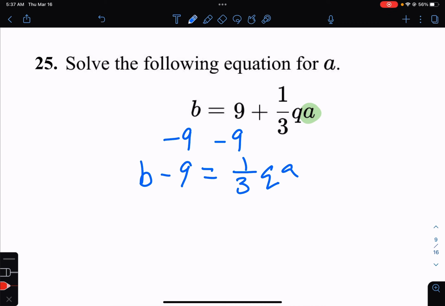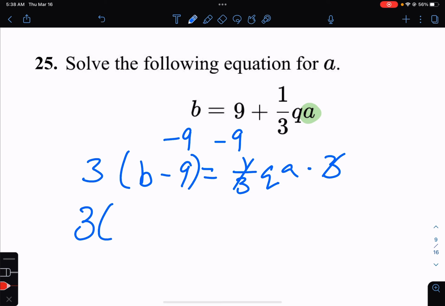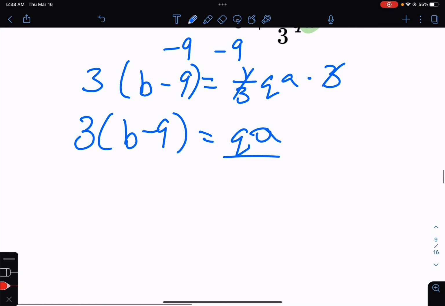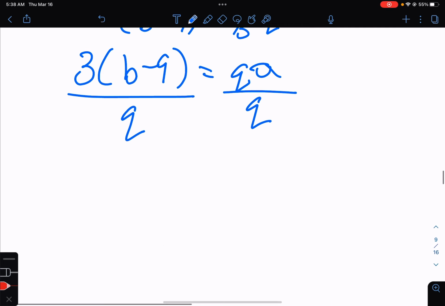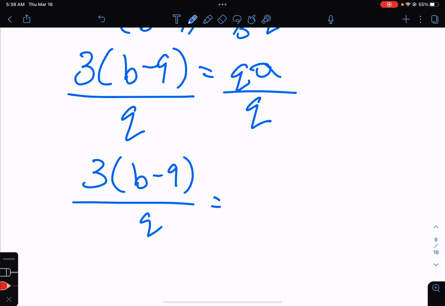All right, and then let's go ahead and get rid of my 1/3. One way to get rid of 1/3 is to multiply by the reciprocal. So my reciprocal of 1/3 is 3. Now again, remember, if you're multiplying a side that has multiple terms, you have to put parentheses around it. So we have 3 times parentheses b minus 9 equals qa. Then we're just going to divide both sides by q, because we're getting a by itself. And that would be our answer there, 3b minus 9 all over q equals a.